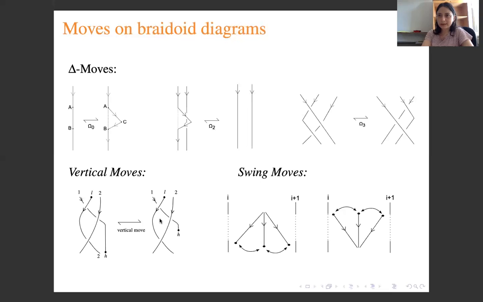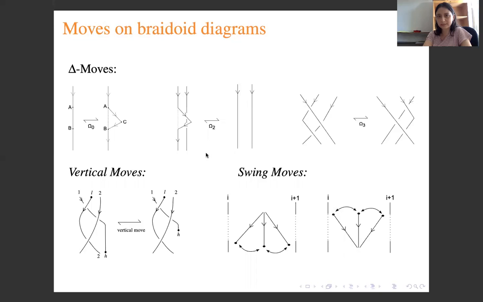So we assume the delta moves, delta isotopy moves for braidoid diagrams. A delta move is basically to replace 2 arcs with an arc in a triangular region. And in the first instance of this delta move, we observe that the triangular region is free of any intersecting strands. So this is called a planar delta move.